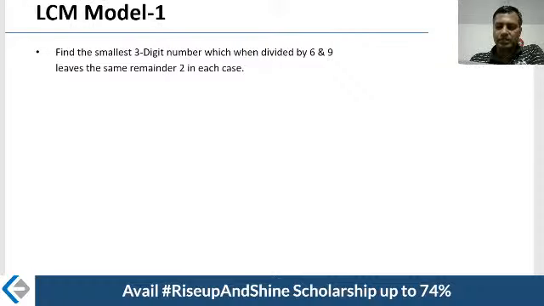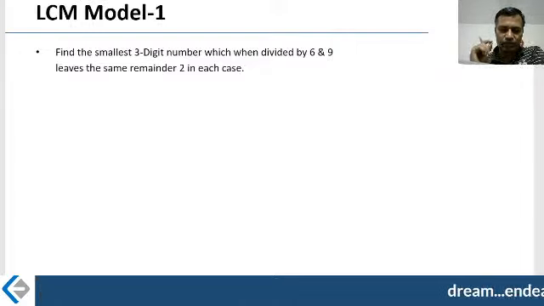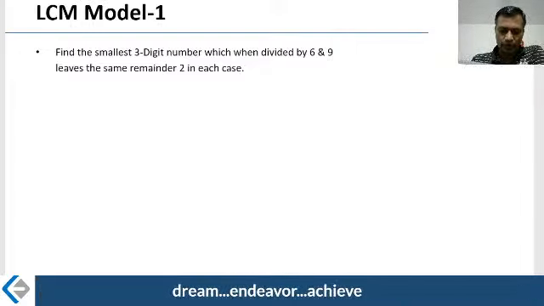Find the smallest 3-digit number which when divided by 6 and 9 leaves the same remainder 2 in each case. What is the first model? Constant remainder. Same remainder. That's the first model. The first model is a constant remainder.